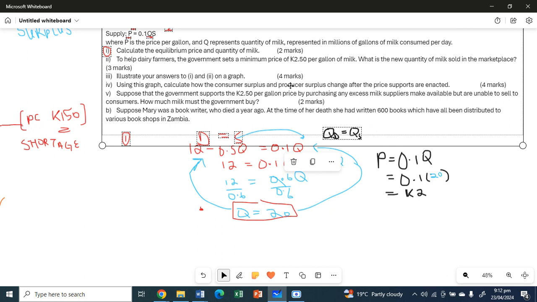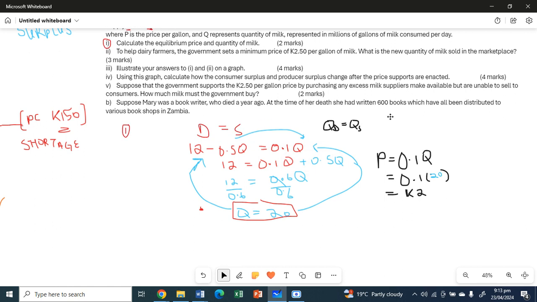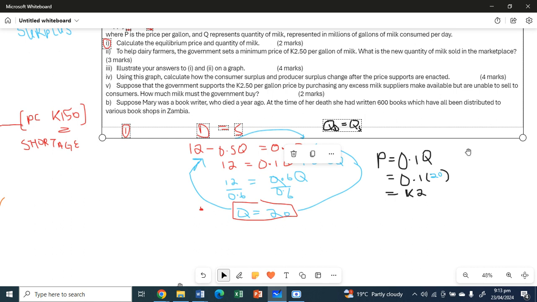Okay. To help dairy farmers, the government sets a minimum price of 2 kwacha 15 ngwe per gallon of milk. What is the new quantity of milk sold? Yes, you have a question?